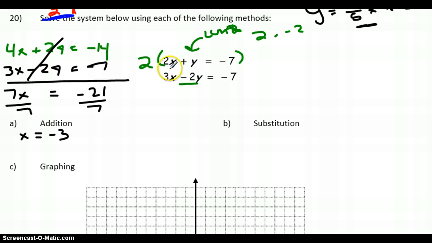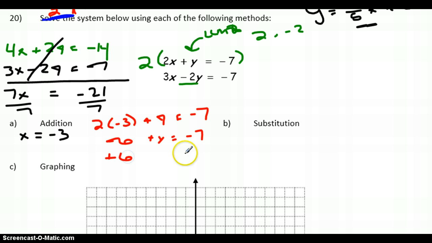So I'm just going to plug -3 in for x in either of those equations. Let's just say the top one. So 2 times -3 plus y equals -7. So that's -6 plus y equals -7. Add 6. Add 6. Y equals -1. So my answer is the ordered pair -3, -1.